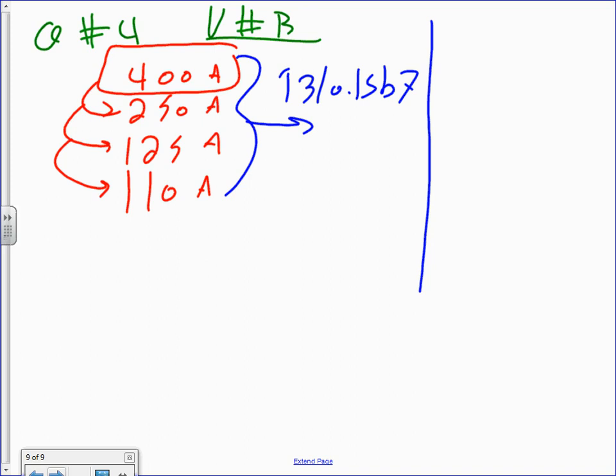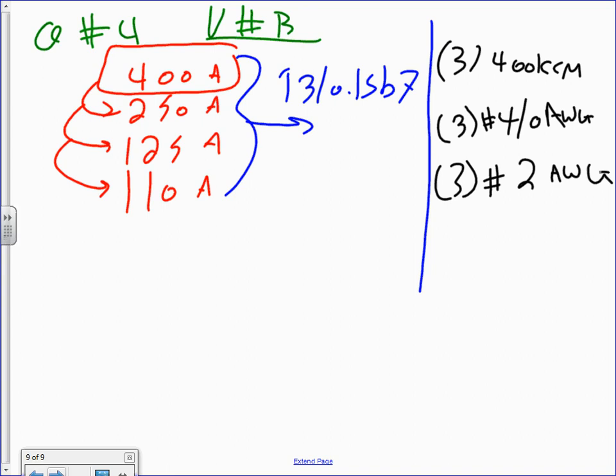So the sizes will be, for the first one, we're not going to derate the neutral here, without derating, 3 conductors 400 kcmil. The second one will be 3 conductors, number 4-aught AWG, and 3 conductors, number 2 AWG, and the last one is 3 conductors, number 3 AWG.